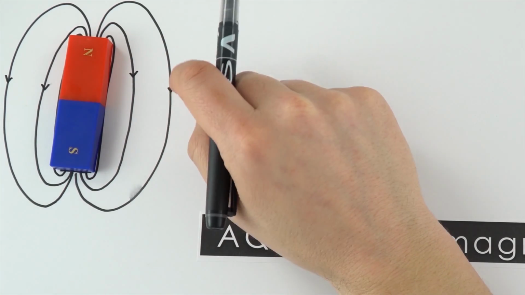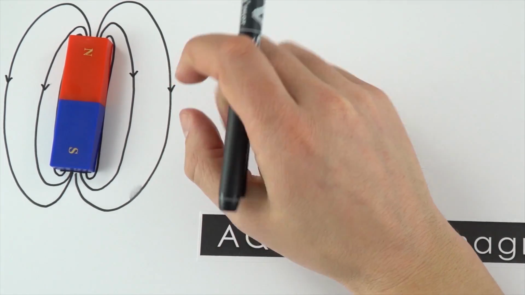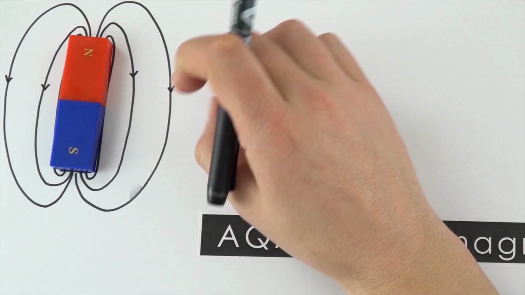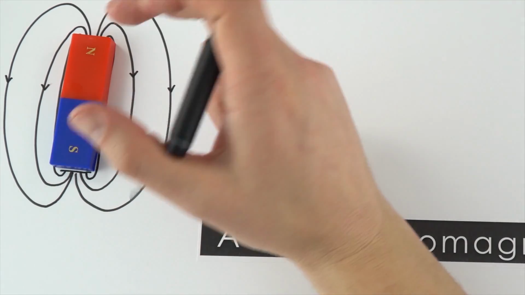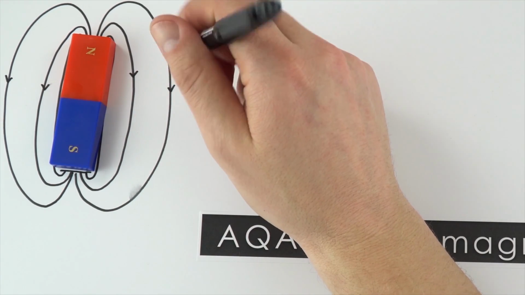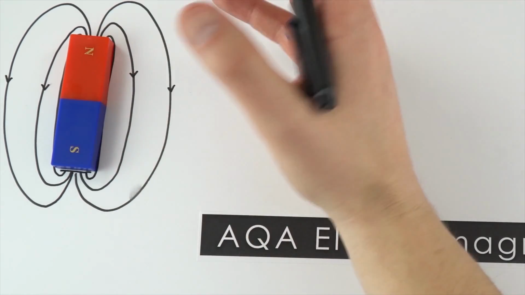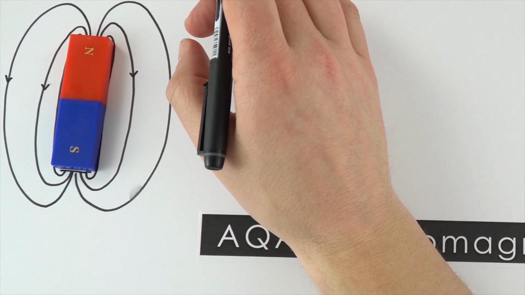Now this is also the shape of the magnetic field around the Earth, and this is the reason why if you have a compass, if you're navigating, it always points to north. So the evidence that we have this magnetic iron core in the centre of the Earth is because of the magnetic field that we can experience and actually detect every day.